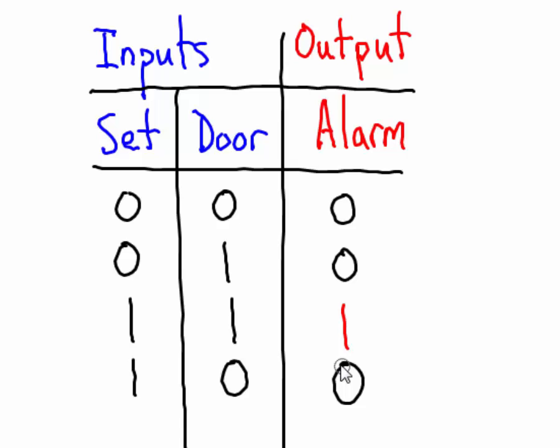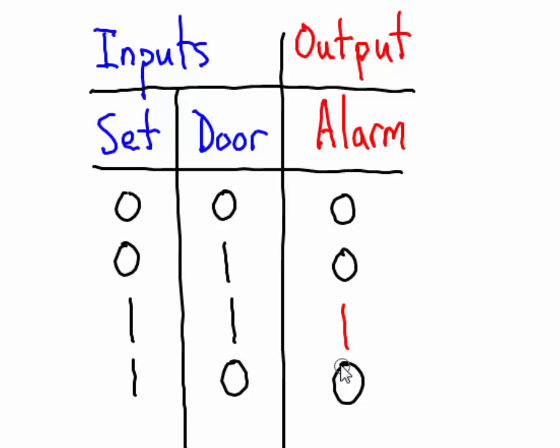This new truth table describes our inputs, two inputs only, the condition of the setting of the alarm and the condition of the door, and the output is the alarm. And it shows that under only one condition, if the alarm is set and the door is open, will the alarm sound. The other conditions leave the alarm off. This is the truth table we need to design our logic circuit.